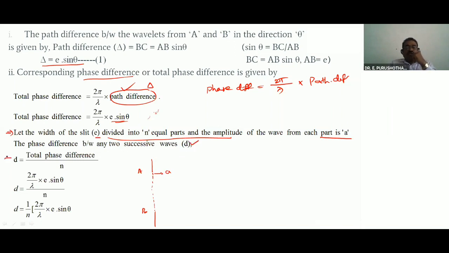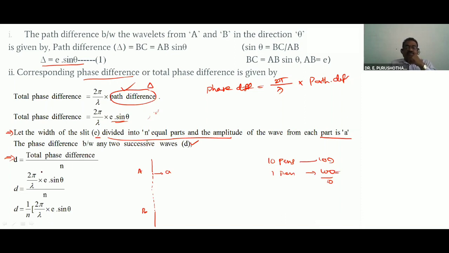So small d is equal to the total phase difference divided by n, the number of parts. This is total, this is capital. For example, 10 pence, 100 rupees. So for this 10 pence, the value of 1 pen, we take 100 by 10. So we get the 1 pen value.